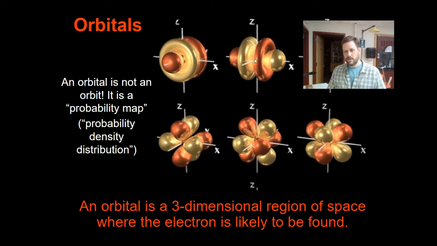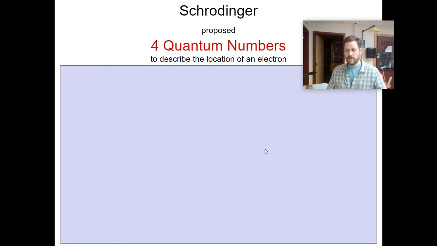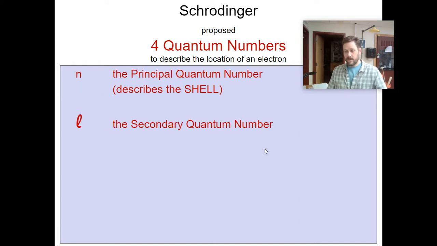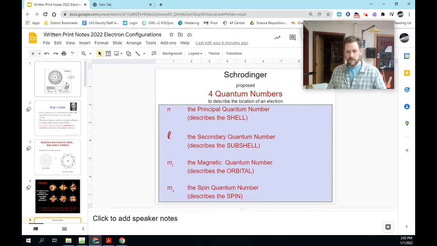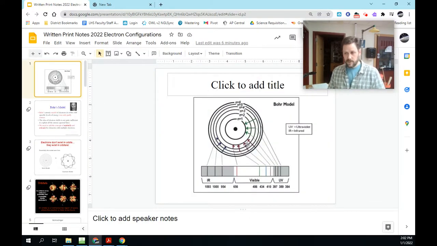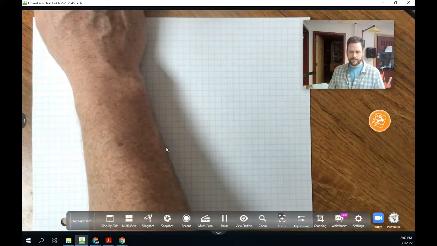So we're going to introduce the concept of orbitals, and we're going to expand upon Bohr's model, which really only included one level of an electron's address. In other words, the idea that electrons exist in shells. Well, it turns out that's only part of the story. So here's how we're going to summarize these notes.